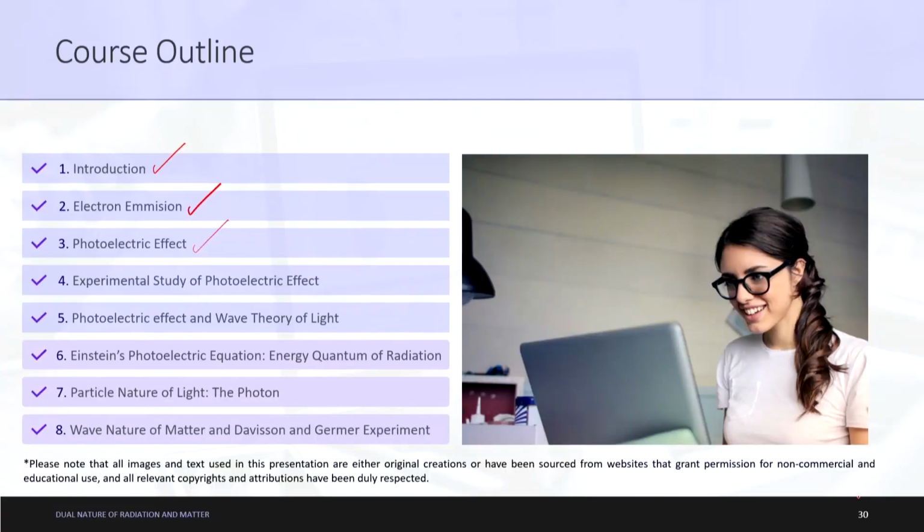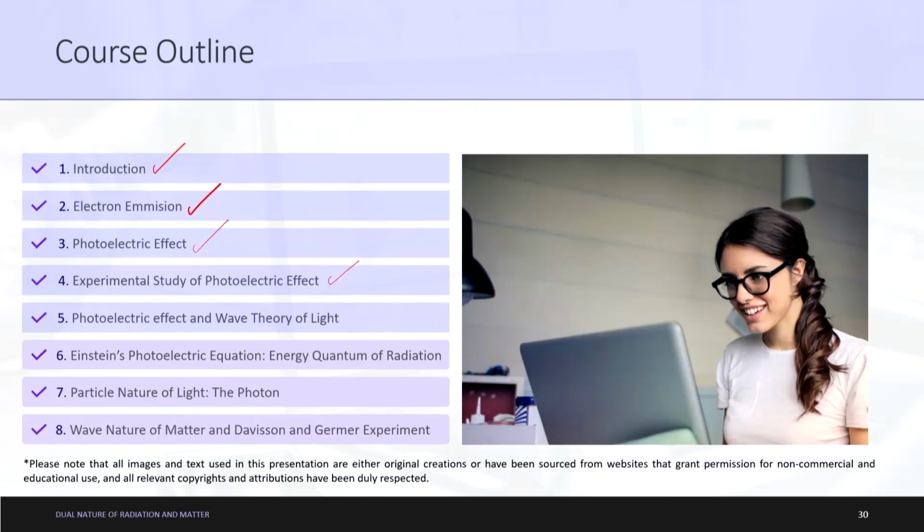After this, we understood the experimental study of the photoelectric effect, in which we studied what happens when we change the intensity and what happens when we change the frequency. The effects of changing the intensity or frequency on the retarding potential and the value of the saturation current were studied. We defined concepts such as saturation current and retarding potential, which were clearly discussed in the previous lectures.